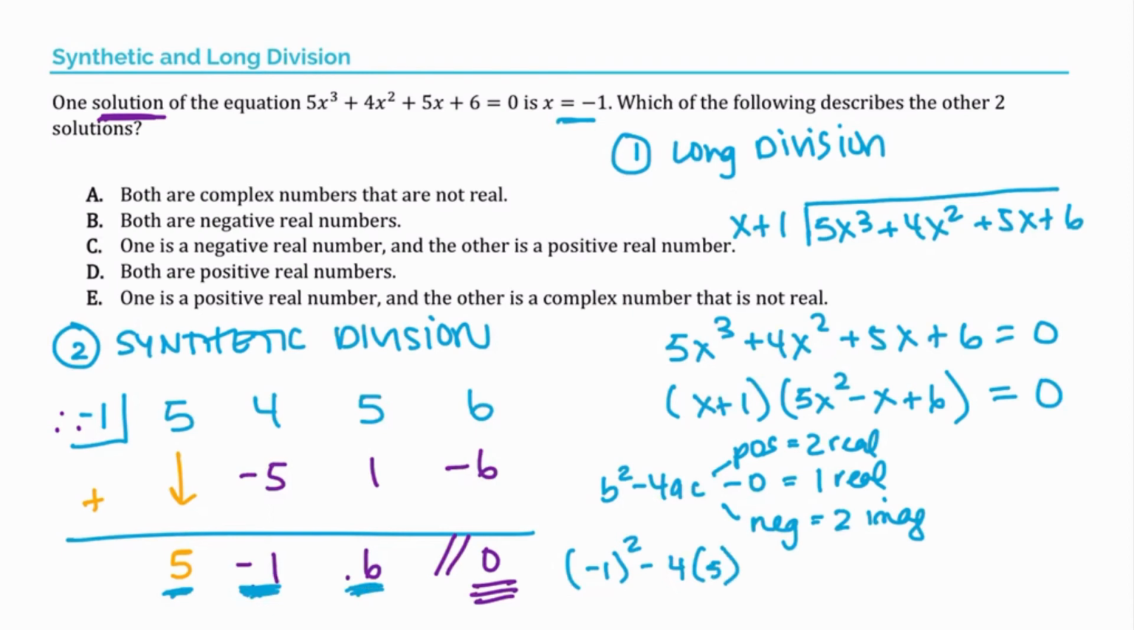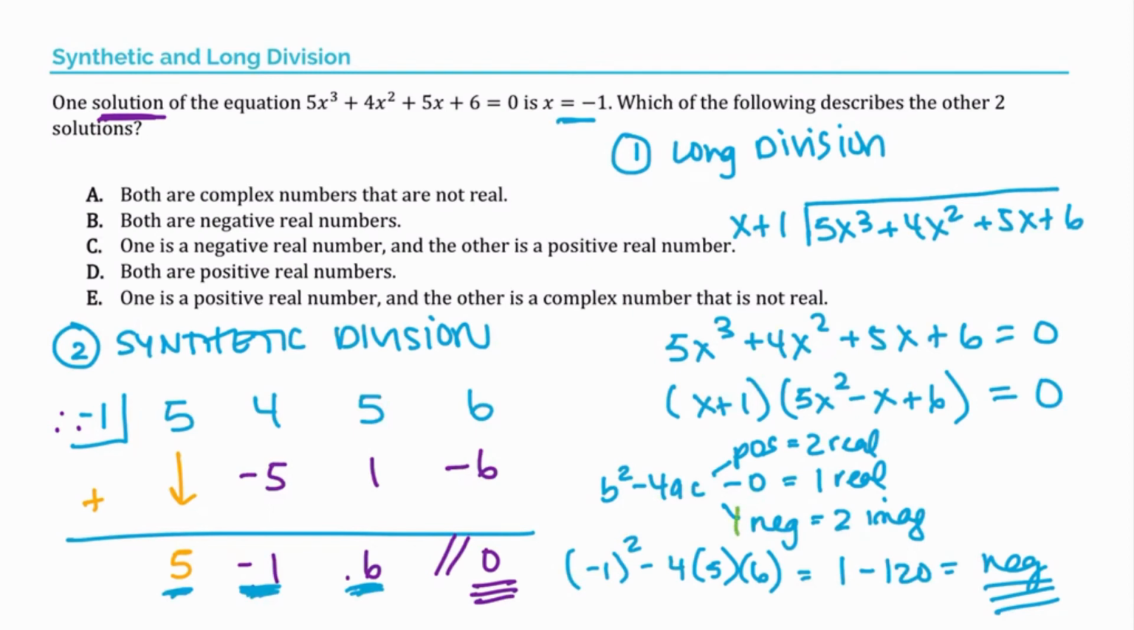And c is negative 6. Oh, sorry, positive 6, not negative 6. Let me rewrite that. It's positive 6. So then what happens? We have 1 minus a big number, right? We basically have 1 minus 120. That is a negative number. With a negative number, we have two imaginary answers.